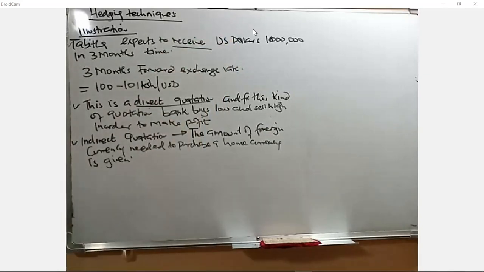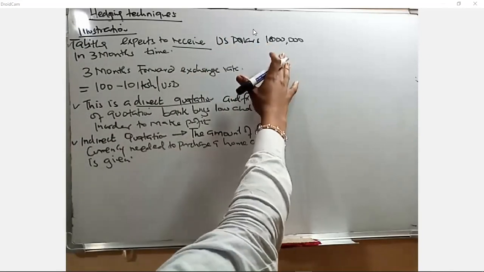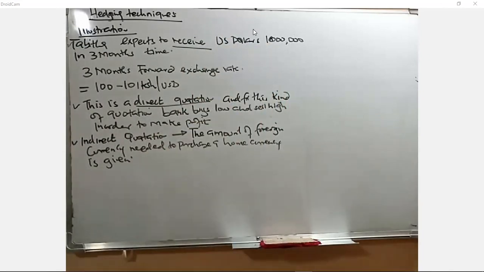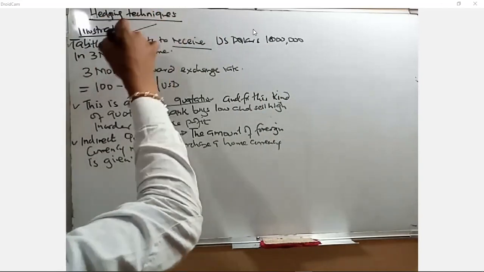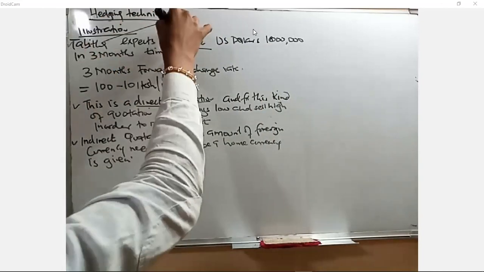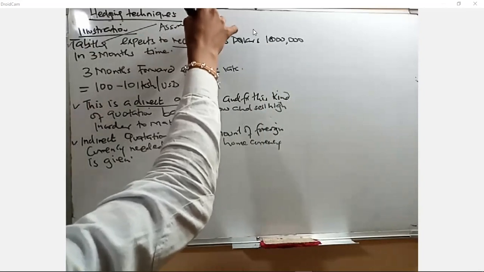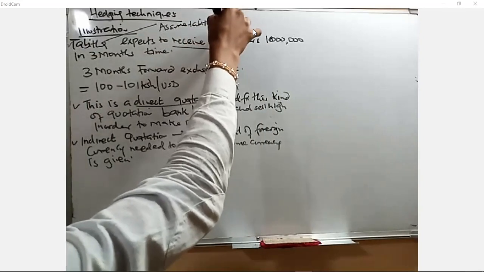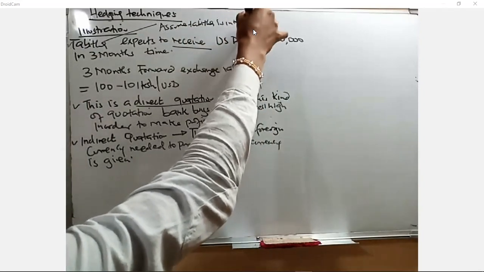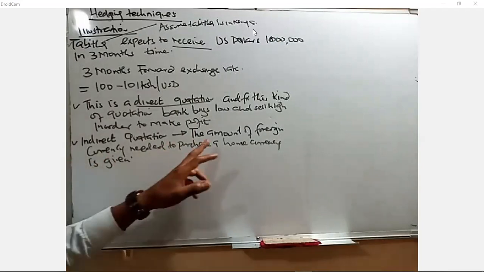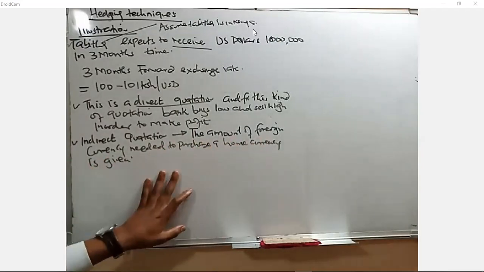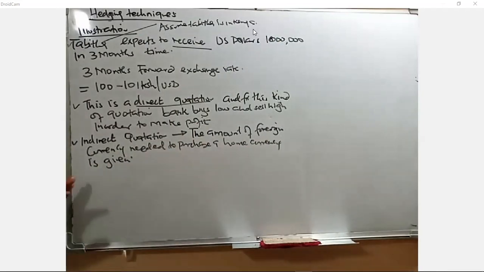Tabitha is going to be receiving some money, US dollar 1 million. I know now that Tabitha has got this money, she has left school. Now, in this case, sometimes you are going to be doing an analysis and we say, let us assume Tabitha is in Kenya, right? We just make an assumption that Tabitha is in Kenya. Now, in this case, because we have already analyzed that in direct quotation, the amount of the foreign currency needed to purchase a home currency is going to be given.